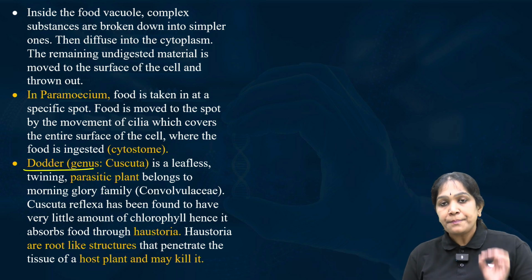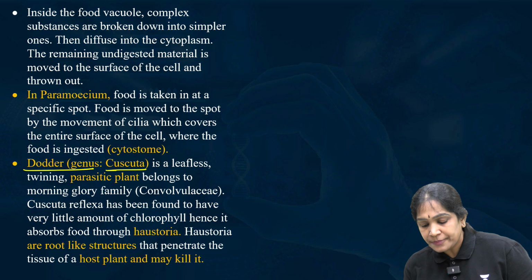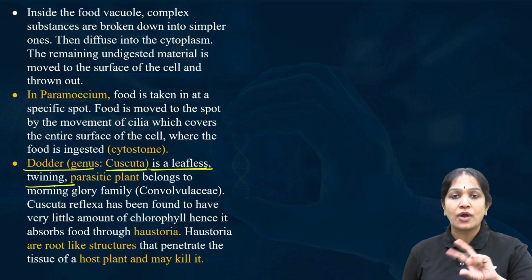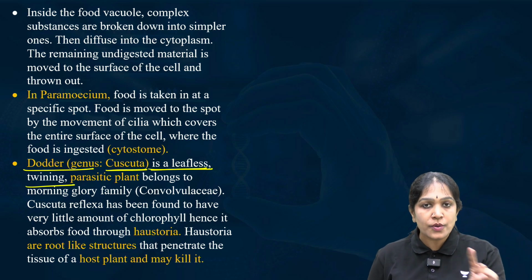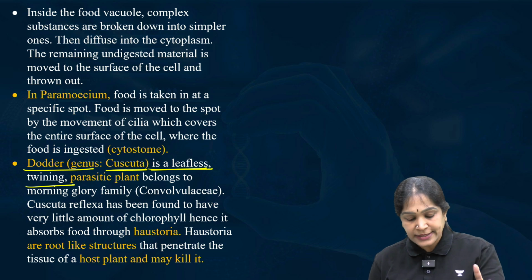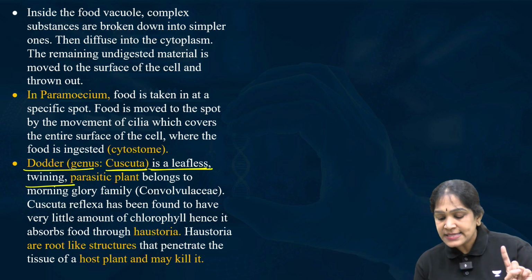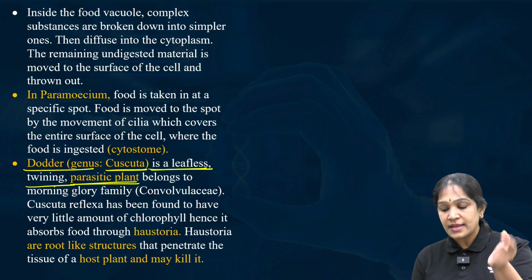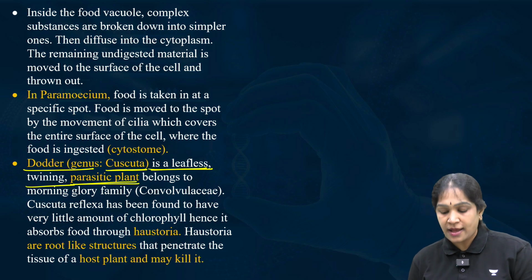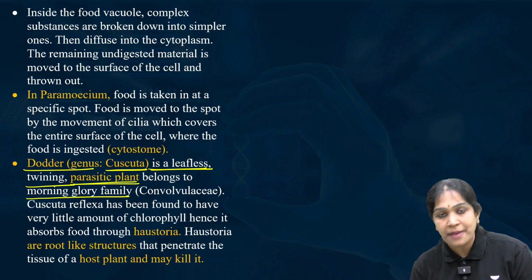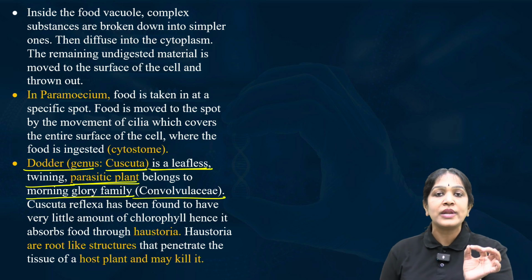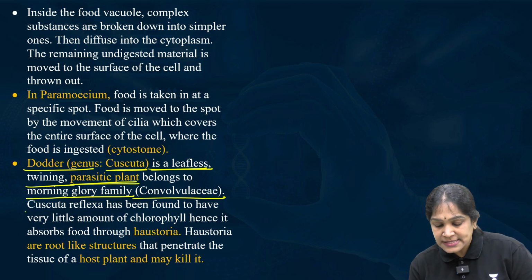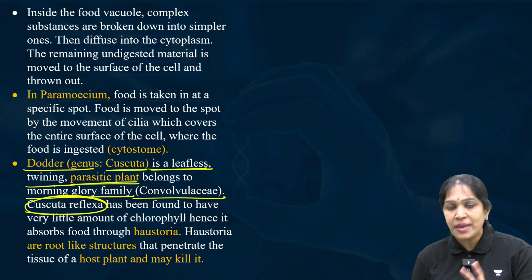Dodder belongs to a genus called Cuscuta. Dodder, Cuscuta. It is a leafless twining plant. The dodder plant does not have leaves, so no chlorophyll, no photosynthesis. So it is a heterotroph, and hence a parasitic plant that lives on other green plants. This dodder plant, Cuscuta, belongs to the morning glory family, Convolvulaceae. In this, one example is Cuscuta reflexa. Try to memorize the names.